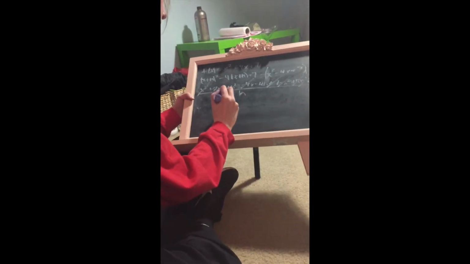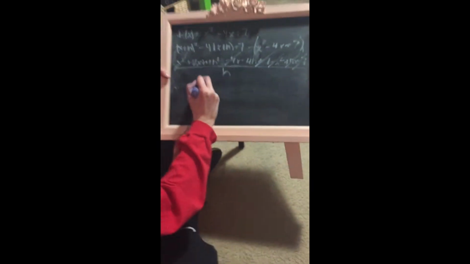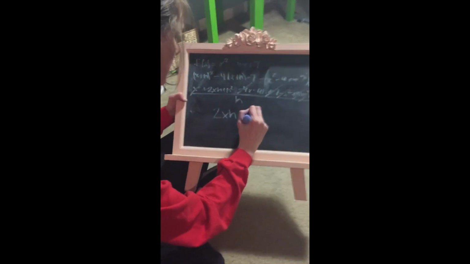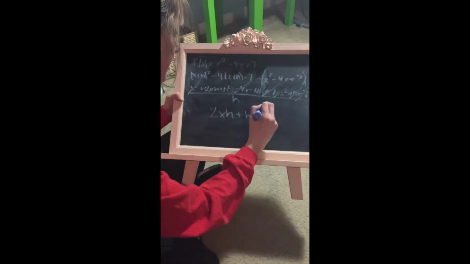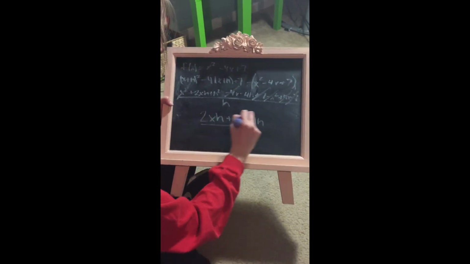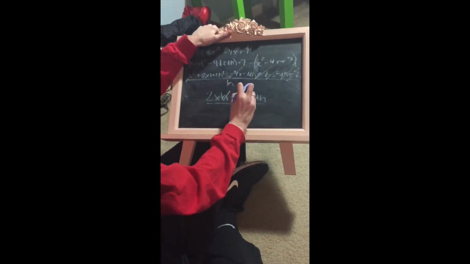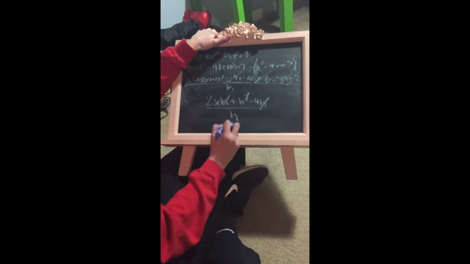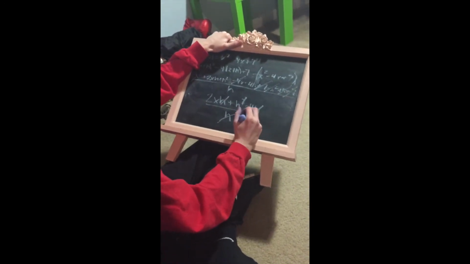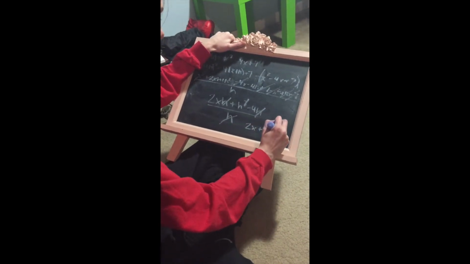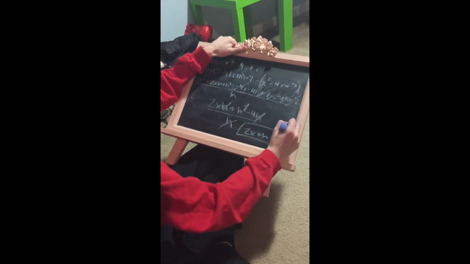Then you do 2xh plus h squared minus 4h all over h, and you can cancel out the h's in each one. Get rid of that. Get rid of one of the h's, and get rid of that. Get rid of that. So then your final answer is 2x plus h minus 4. Ta-da! You're a math genius.